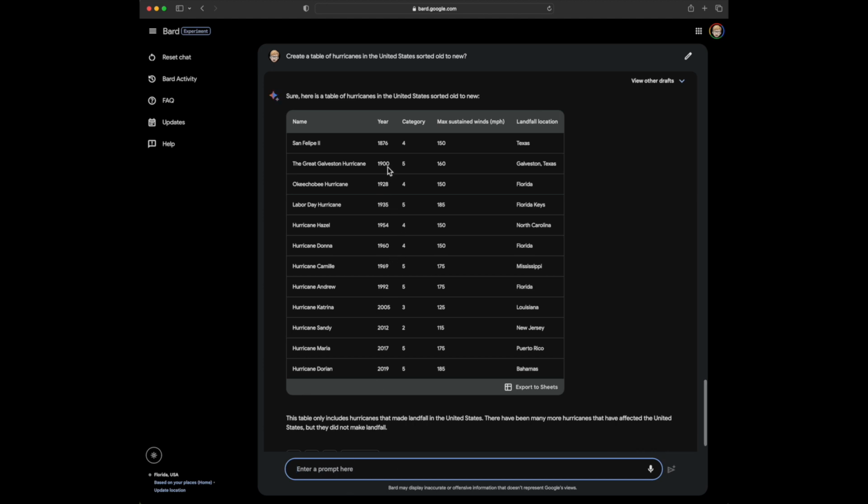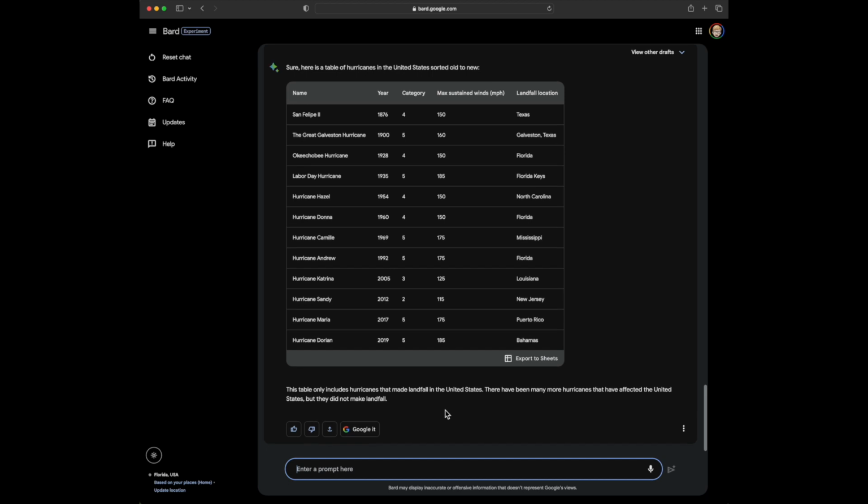It was showing year 1876 San Felipe II, and then the most recent one from 2019, Hurricane Dorian, was a Category 5, max sustained winds 185, landfall location Bahamas. So this is very cool to have this table form, and what I loved about it is that it automatically identified name and year and category. The max sustained winds is a wonderful add, and landfall location, that's excellent. But I love how it not just created a table, but it added some really great columns.